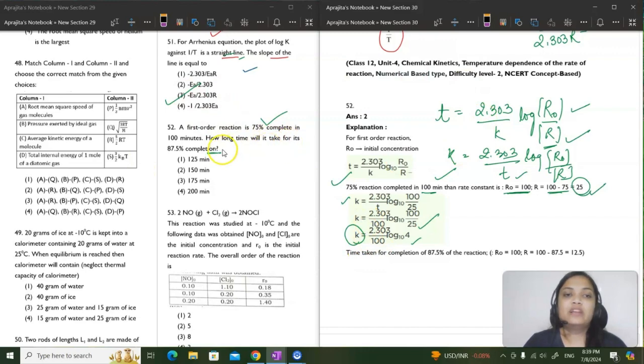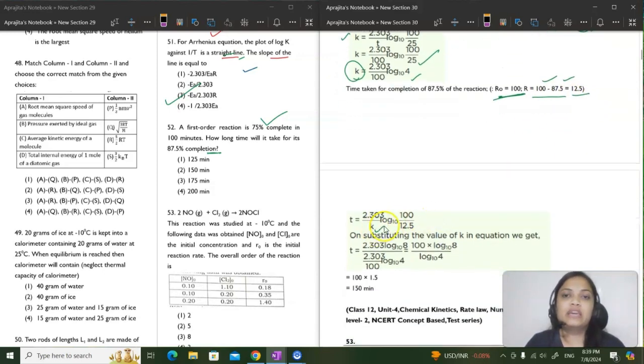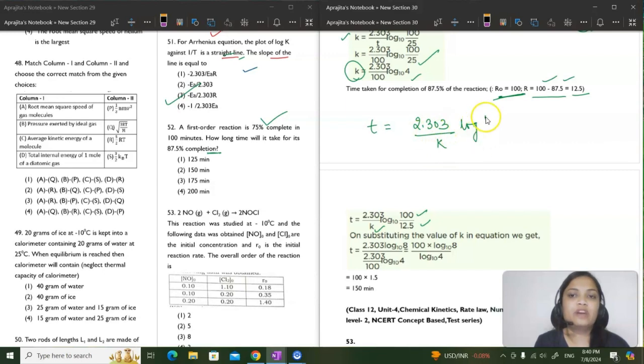Now we have to calculate for 87.5% completion. So again the initial concentration will be 100, and R will be 100 minus 87.5, so it's 12.5. Now t equals 2.303 upon k log 100 upon 12.5, because I have to calculate the time at which the reaction is 87.5% complete. From here we will substitute the value of k from the first equation.